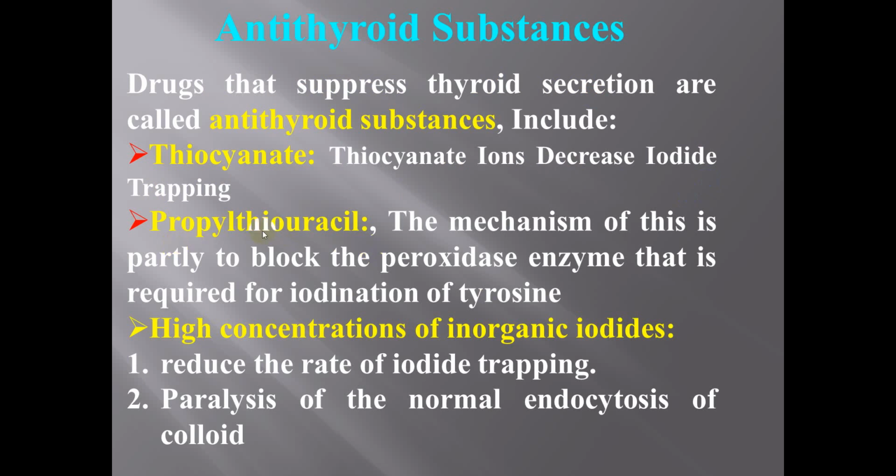Another drug, propylthiouracil, works partly by blocking the peroxidase enzyme, which is required for iodination of tyrosine. If the peroxidase enzyme is blocked by the effect of this drug, the iodide is present but the binding to tyrosine does not occur, and as a result the starting materials for production of T3 and T4 are not available.